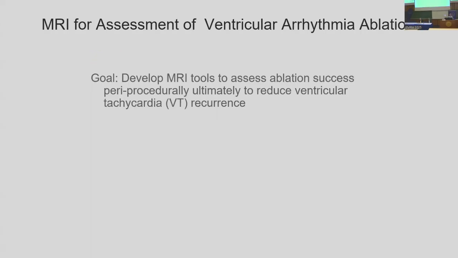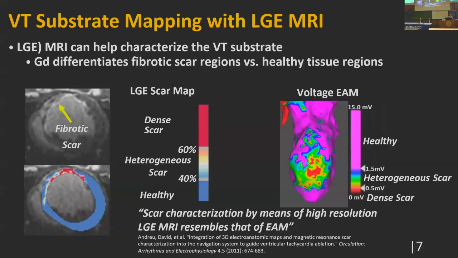So our goal is to develop MR tools to assess ablation success paraprocedurally, ultimately to reduce ventricular tachycardia recurrence. This is just really quick background material that Aravindan already covered. The electrical way of identifying these is with voltages to find the scar. We can do this much better with MR. We can identify the dense scar as the really bright, high intensity regions. Healthy tissue is the dark regions, and the intermediate heterogeneous zones, which we think are the slow conduction zones, are those intermediate signal intensities. And we can develop those maps. And the group in Barcelona has shown that they correlate really well with the electroanatomical maps.